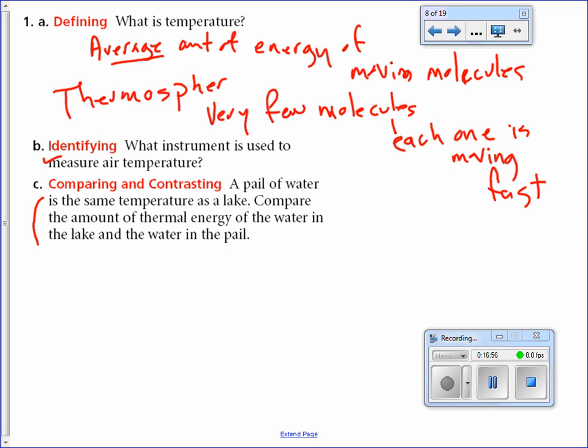Which one has more energy? If they're the same temperature, but temperature is a measure of the average energy of the molecules, which one has more molecules? The lake. So the lake has more heat energy because there are more molecules. Right? Yeah, it wasn't a trick question.